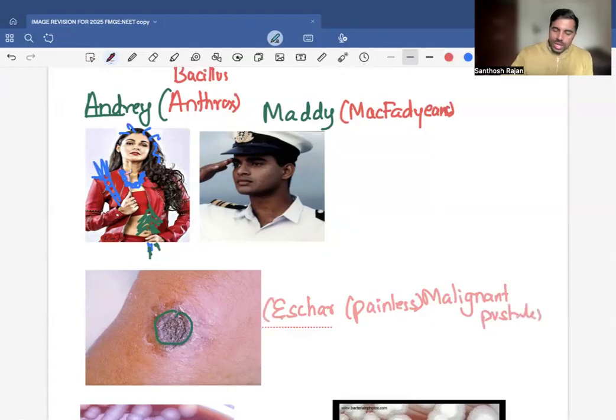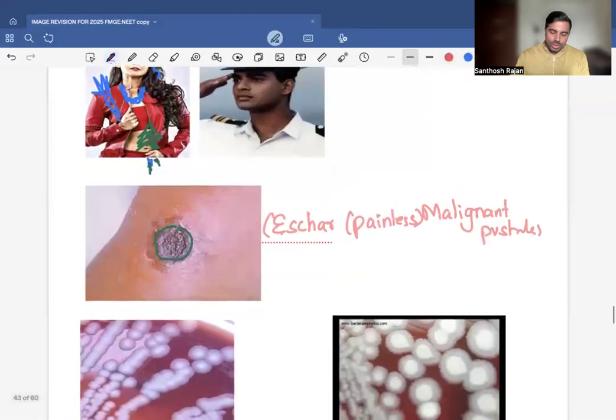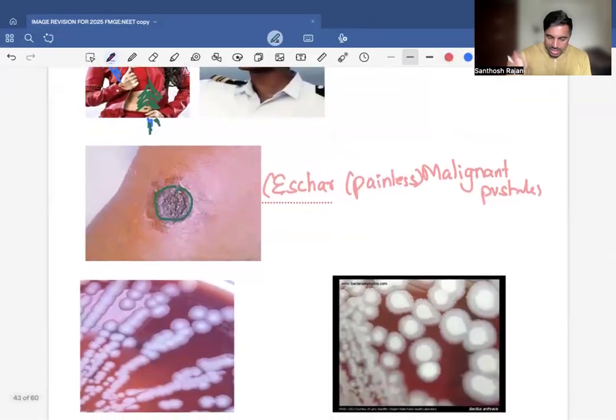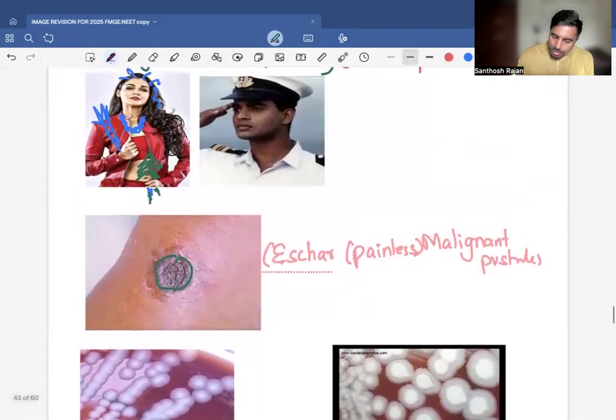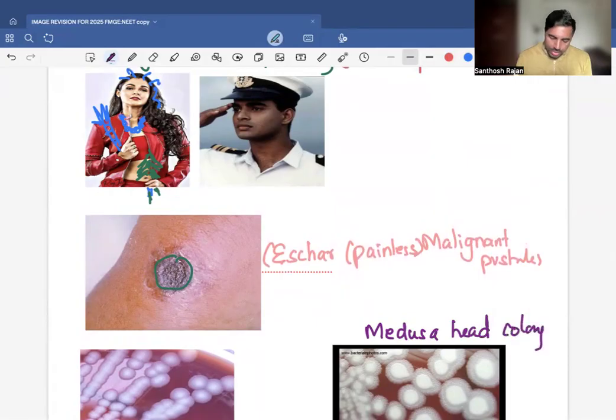Now, here, what are the things you should see? I told you, Andrea's hair is like Medusa. So this is the Medusa head colony. The other one is the pearl-like reaction. All are questions, either pearl or Medusa head colony.